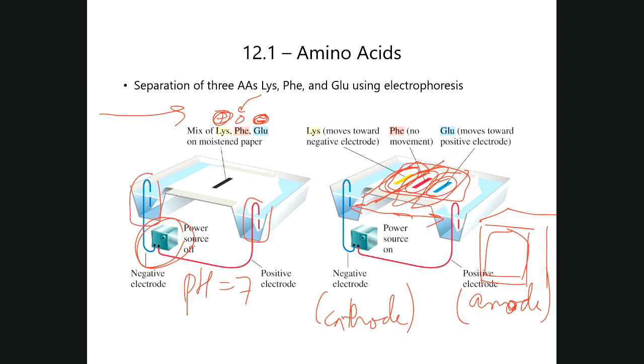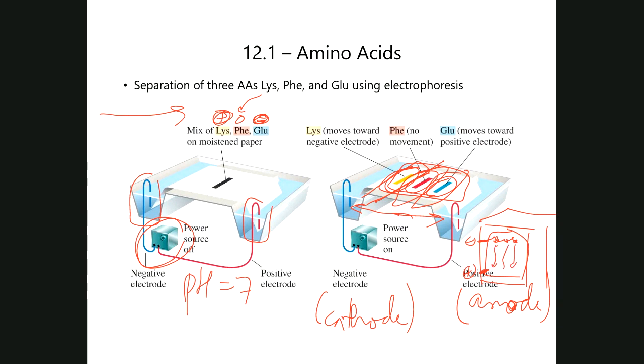And then something's connected up here that's positive, something connected down here that's negative. The sample is added, and in that case, purposely, we make it all negatively charged. So the positive is down here and the negative is up here. And as you turn things on, things start to migrate down the gel.